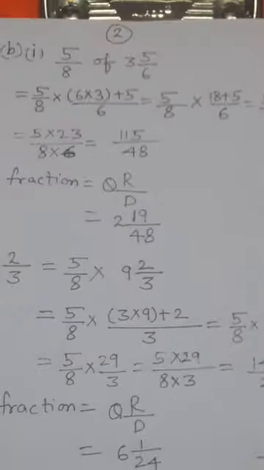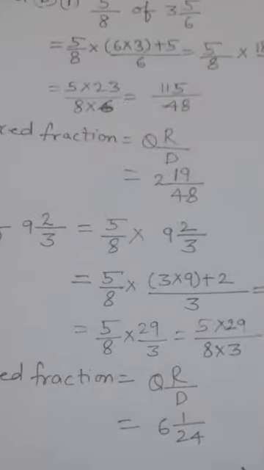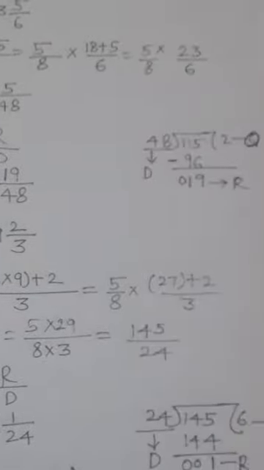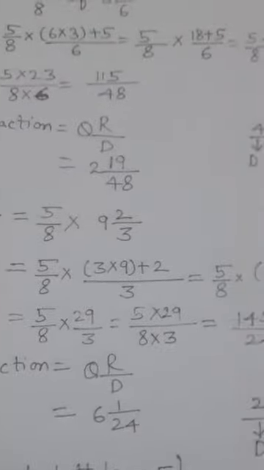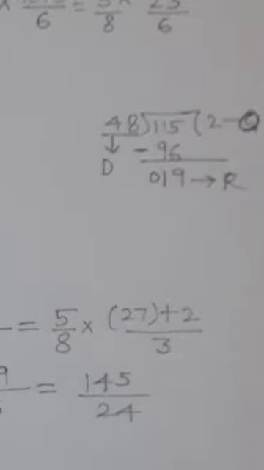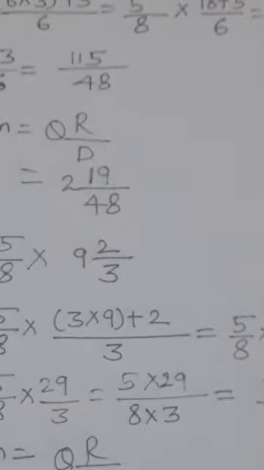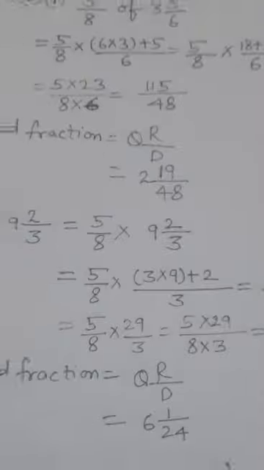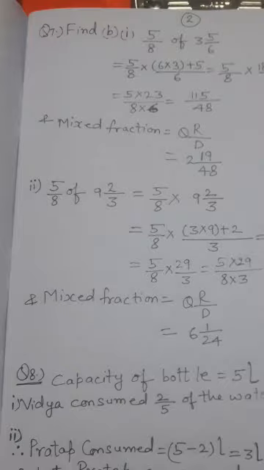When we have to write it in the form of a mixed fraction, it is Q R by D. The quotient we have got is 2, so here it is 2. In place of remainder we have got 19, so in place of R there is 19, and the denominator or divisor will remain the same, that is 48. After this, its second part.